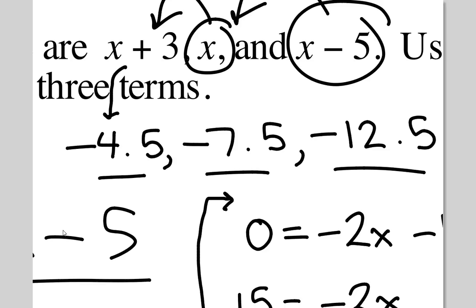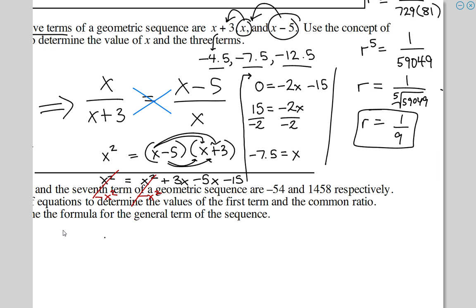You'll be balancing equations for a long time in your math life. Okay, we have much success. All I did there was double check that this was geometric. I took 4.5 and divided by 7.5. I took 12.5 and divided by 7.5. Did I get the same thing? I did. There's probably one in your homework just like it.